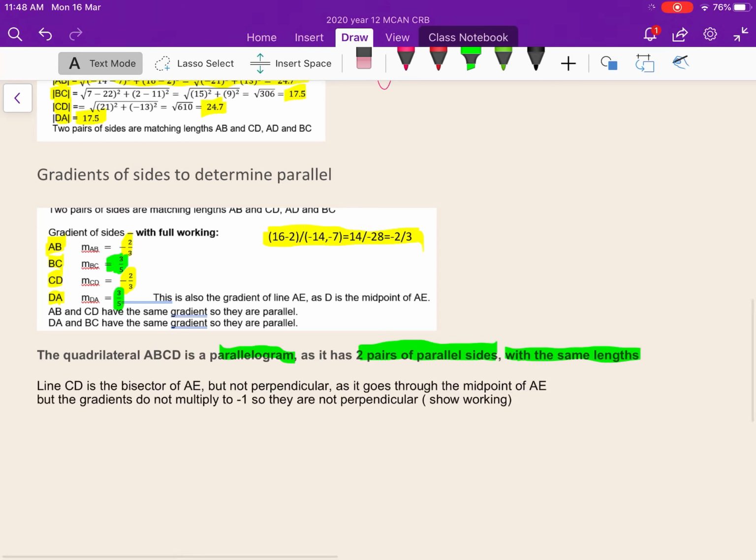Up here, we found that CD is a negative 2/3 gradient, and AE, which is the same as DA, has a gradient of 3/5. So they're not perpendicular, because if you multiply those together, you do not get -1, right? So line CD is a bisector of AE, but not perpendicular, so I've made a statement. They don't have a gradient that when you multiply them together, give you -1. So you need to show any working about that. But really all you have to do is show that you've got these gradients here and they're not perpendicular to each other. So there's really not much that needs to be shown in the way of work. You've done all the work for it already.